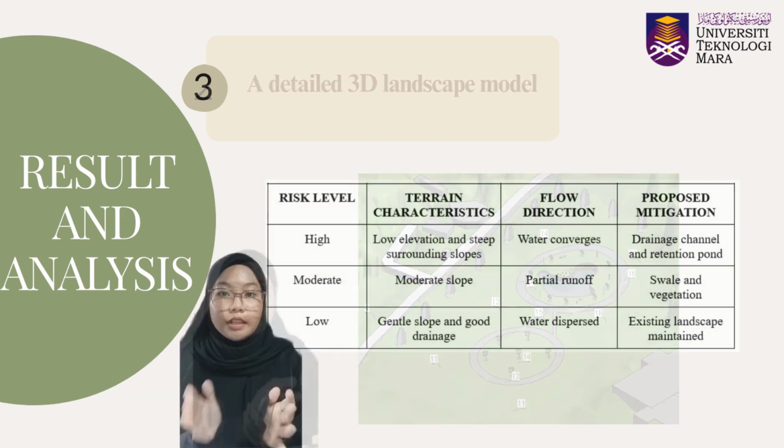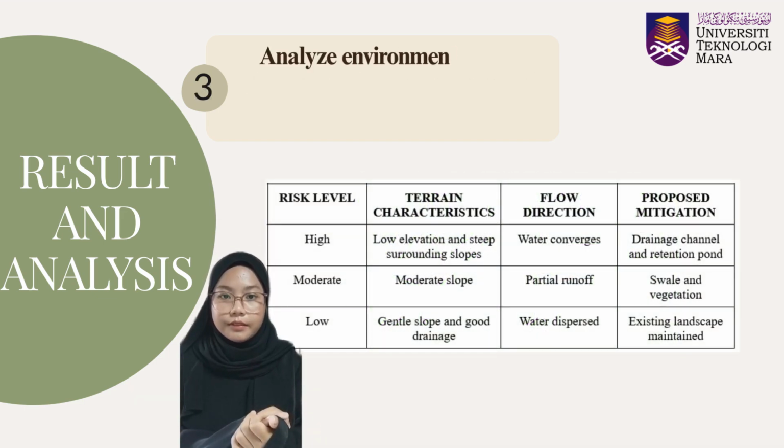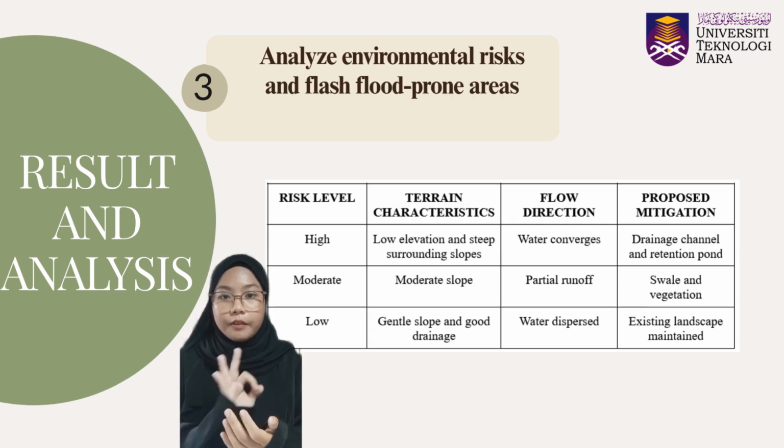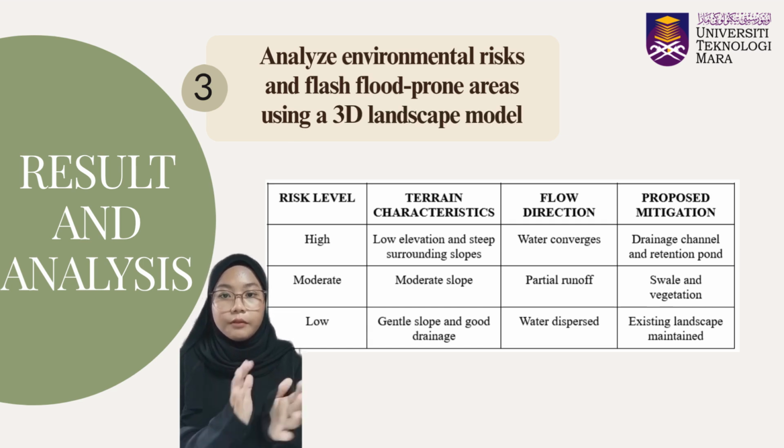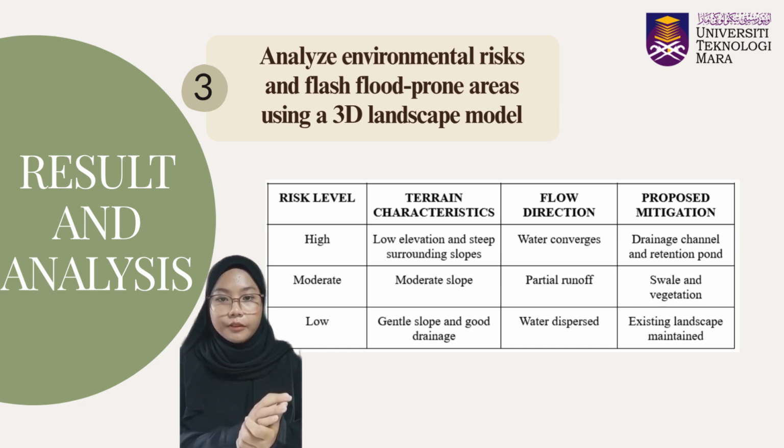from recreational areas. For the last result, we can analyze the environmental risk and flash flood point areas using a 3D landscape model. There are 3 flood risk levels, which are high, moderate, and low. The high risk areas are low elevation areas prone to runoff accumulation and flooding. The mitigation measures are drainage channels and retention ponds. For the moderate risk areas, which have moderate slope with potential runoff during prolonged rainfall, the recommended measures are vegetated swales and additional landscaping. And lastly, the low risk areas are flat terrain with efficient natural drainage.